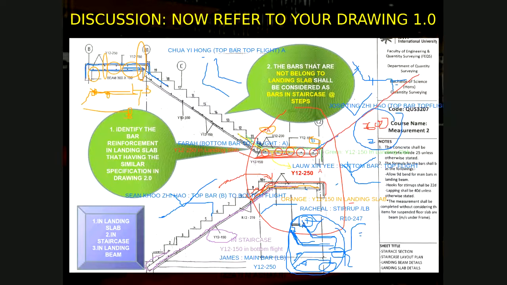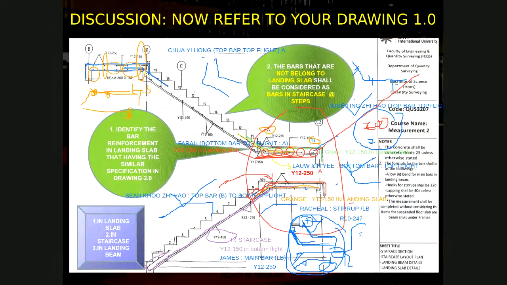Okay. Now, the answer given by Rachel, the stirrup shall be R10 247. So can you total up the answer for the stirrup in the landing beam and the main bar in the landing beam, class? Can you total up? The answer is cannot, because the category of the bar is different.